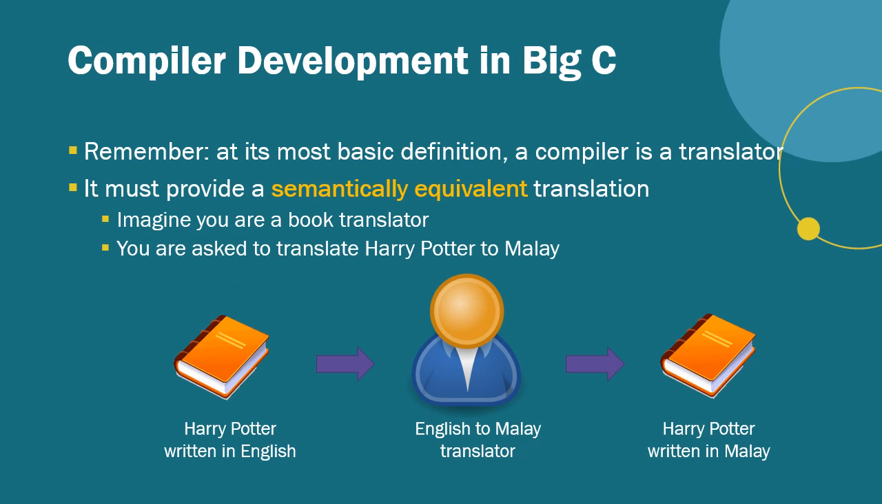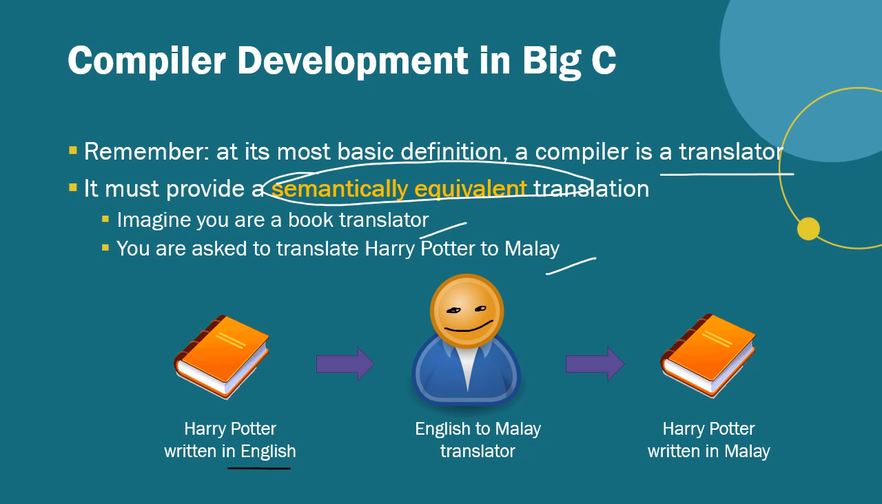Before we proceed to discussion on implementation techniques, we need to revisit the definition of compiler. Compiler is essentially a translator. It must provide a translation with the same meaning as the original source. So, for example, imagine if you are a book translator and you are asked to translate Harry Potter to Malay. The original Harry Potter book is written in English and you are an English to Malay translator.